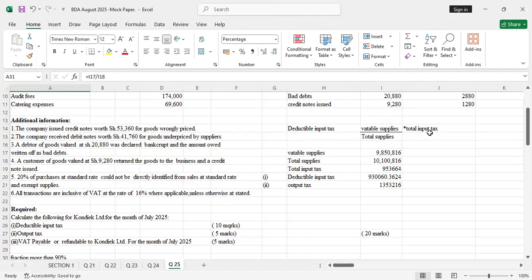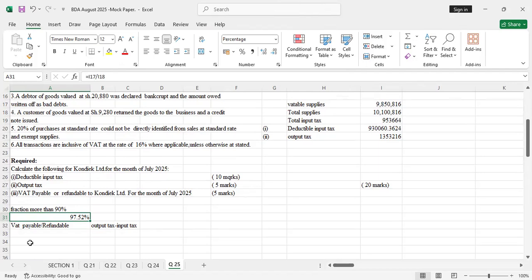You don't multiply by total input. Just take a fraction of these two. You divide this by this and you get the fraction. And we have realized it's 97%. So that's more than what? 90%. So if it is more than 90%, then VAT payable or refundable is output tax minus input tax.